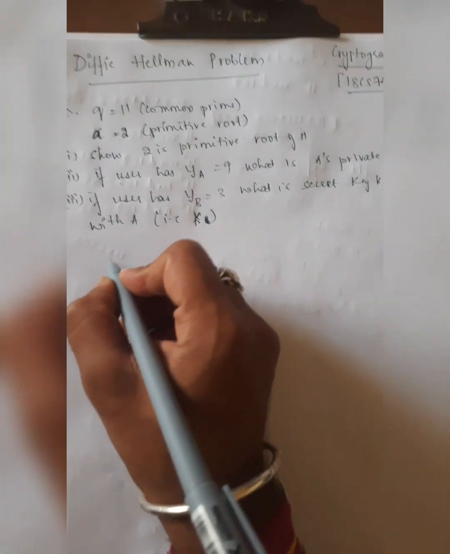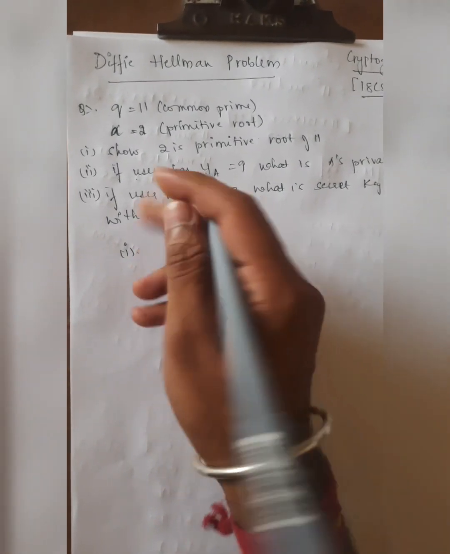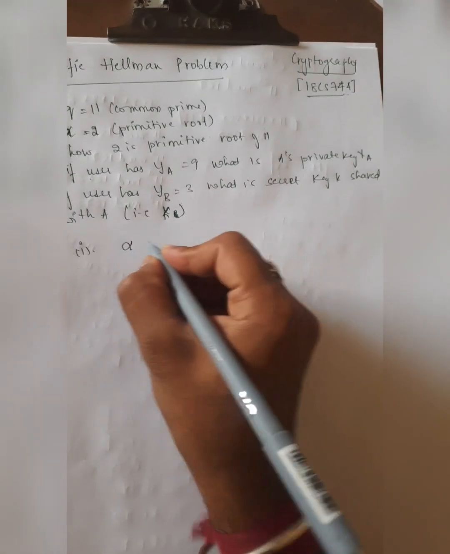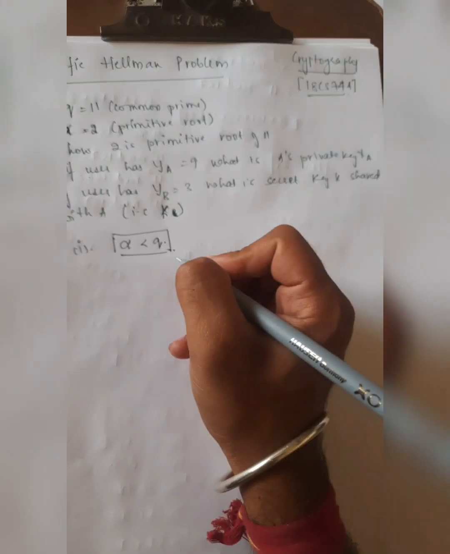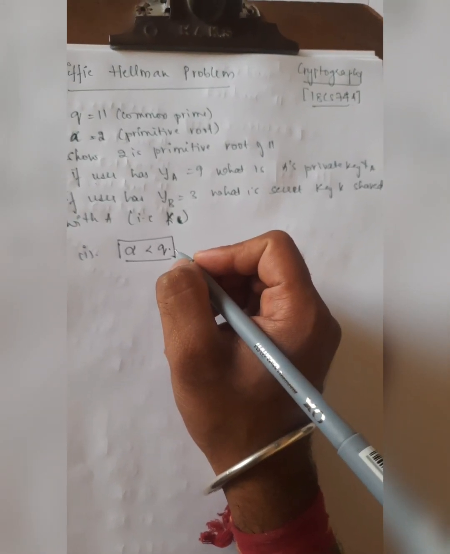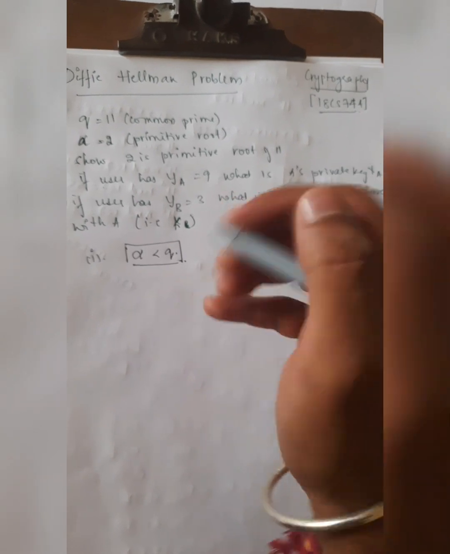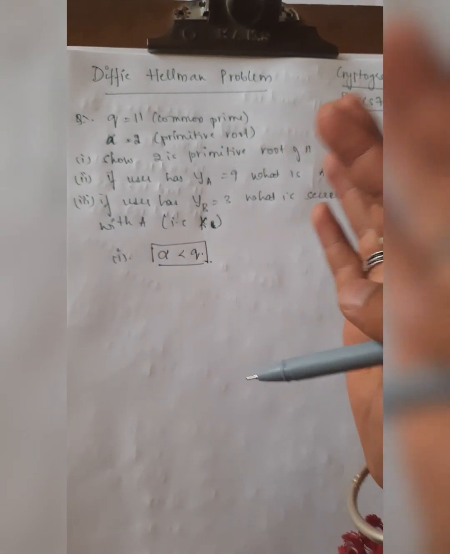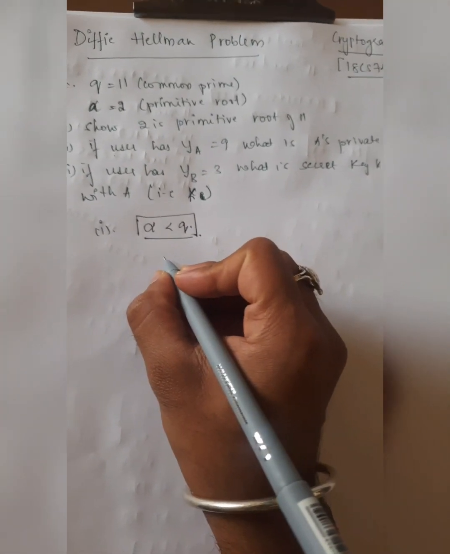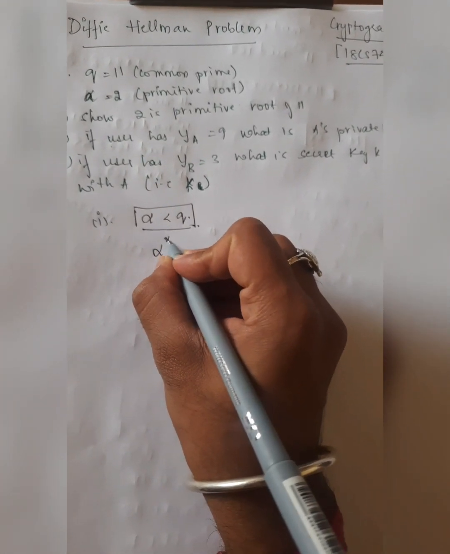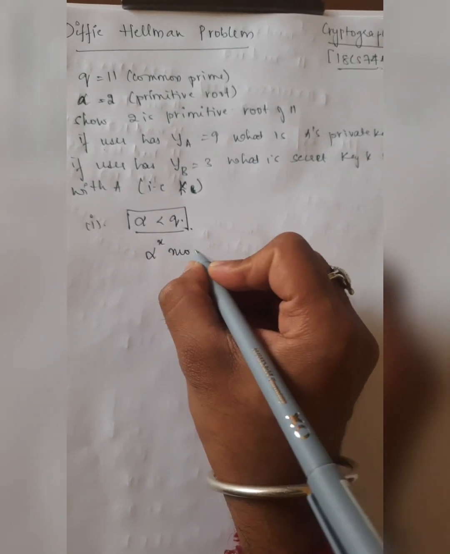The first question is very simple and very basic. They have asked: show 2 is the primitive root of q. For the primitive root, always keep this in your mind, in Diffie-Hellman, alpha should be less than q. Keeping this in mind, we have to check how it is a primitive root. To find whether it is a primitive root of q, we have a formula: alpha to the power x modulus of q.